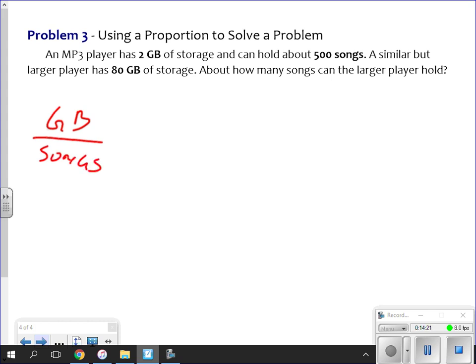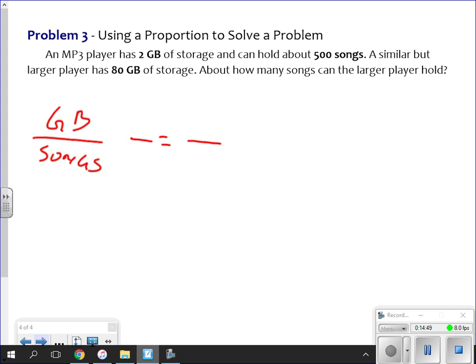Gigabytes and songs. And this is what I was talking about on the first page of the notes, gentlemen, where I said you have to keep your units straight. If you set up a fraction with the units first, then the rest of it is easy to make sure you get it correct. Because what am I going to have? I'm going to have 2 fractions, and I'm going to have gigabytes over songs and gigabytes over songs. That's what I'm going to do.